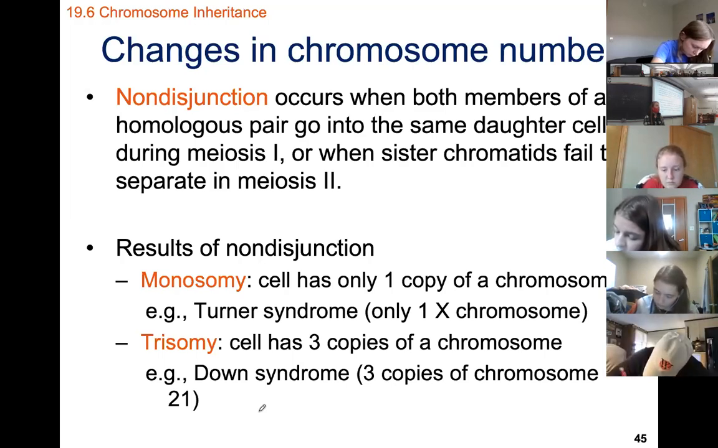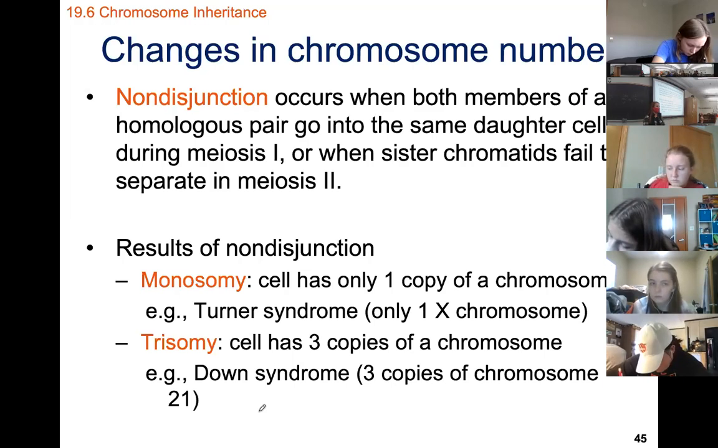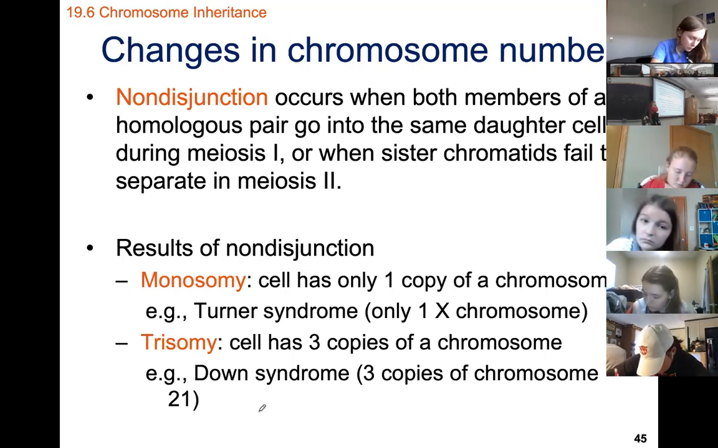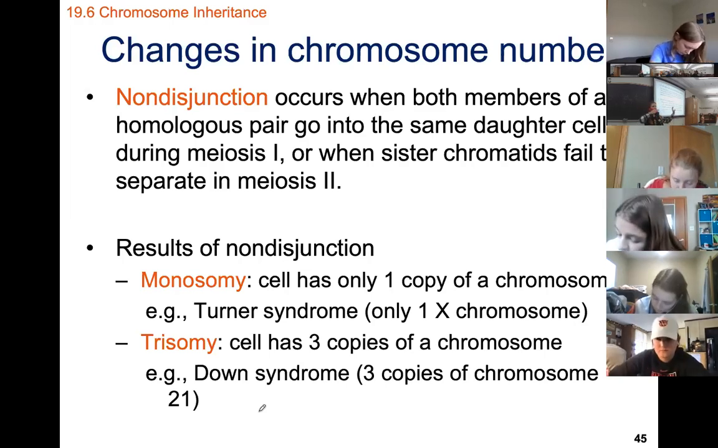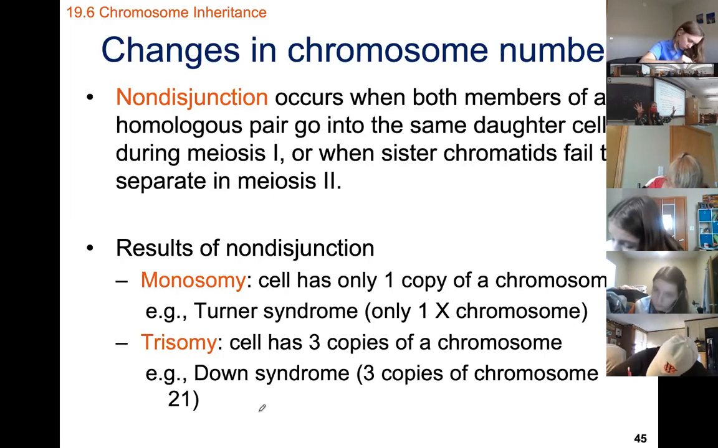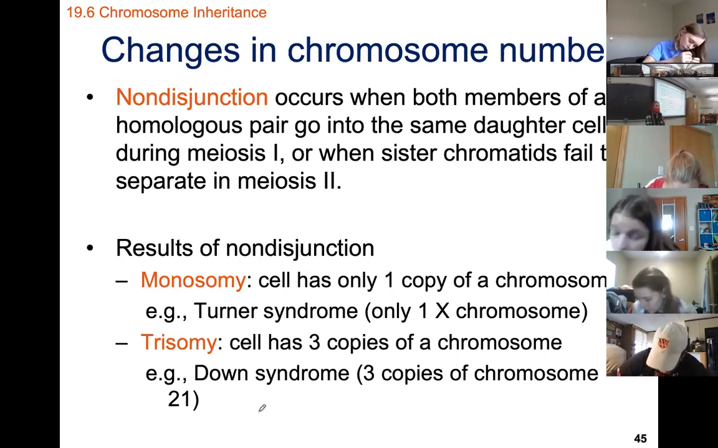All right? So non-disjunction. When I look at the word non-disjunction, if I break that up, non-dis, both of those words to me mean something's wrong, right? Something's off here. That's the way I remember this. So this occurs when both members of the homologous pairs go to the same daughter cell during meiosis. So normally they would divide, and there'd be two diploid cells with some genetic diversity. Well, with non-disjunction, they divided, but they went to the same cell. And I'll show you guys in a picture here in just a second.